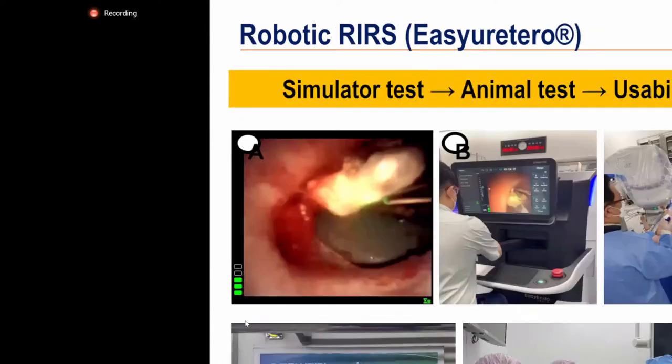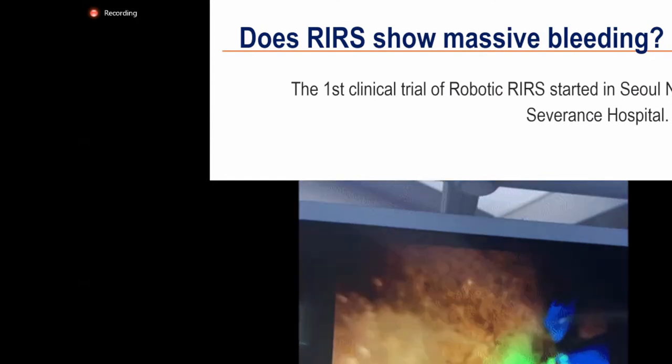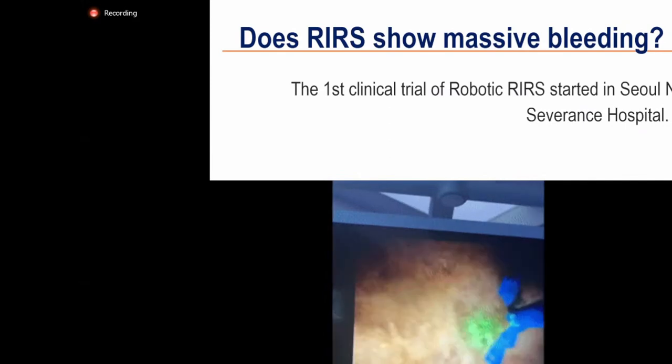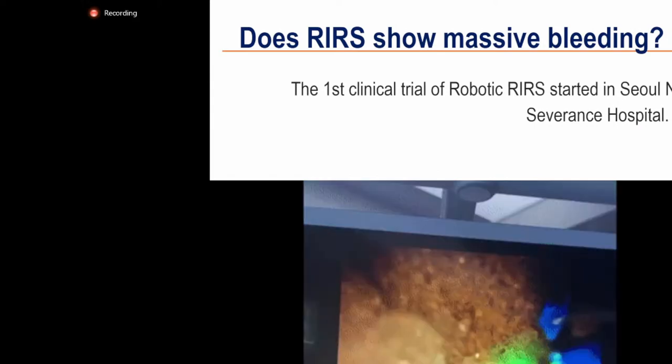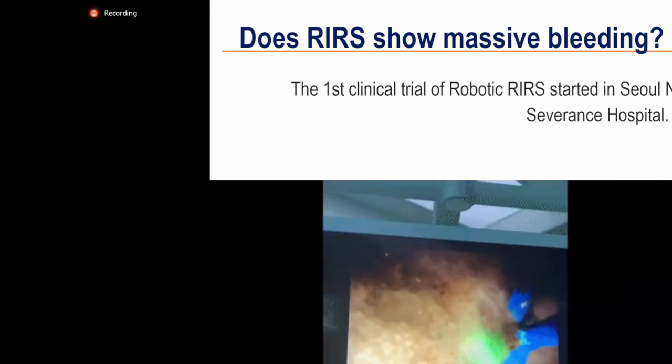We are testing a new Korean brand robotic RIRS machine, and we are performing simulated tests, animal tests, usability tests, and clinical trial sequentially. And more than half of the patients are already collected for this clinical trial. With this new machine, we can see very small pulsatile arterial pulsation and movement of the mucosa during RIRS through the monitor, just in front of the surgeon. And now I am sitting just in front of the machine and monitor, and we can see the very detailed inflammation in the caliceal structure.